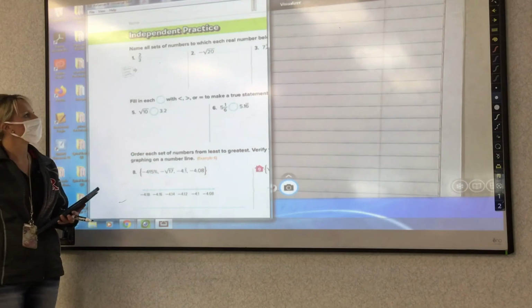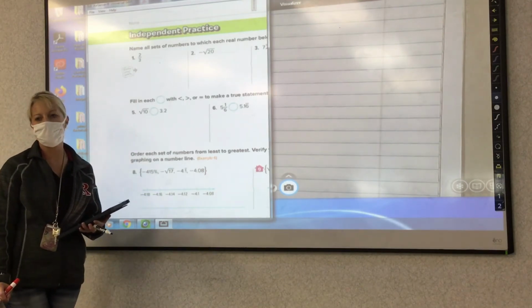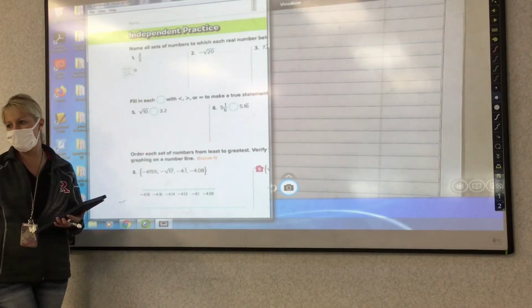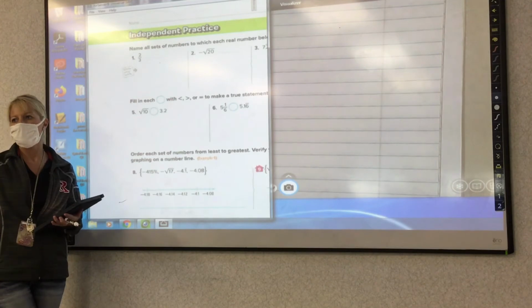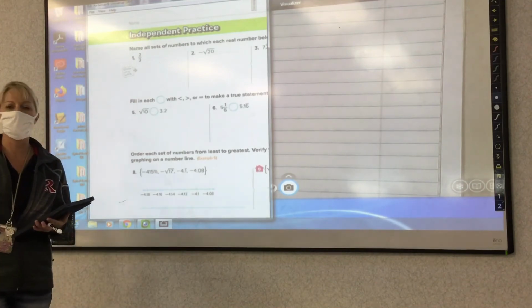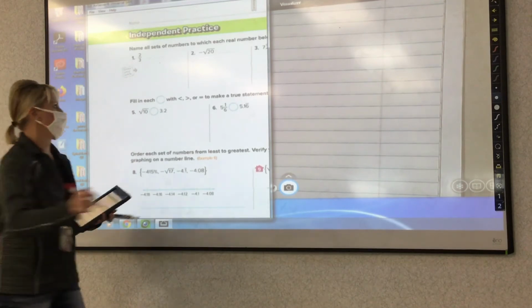For number 2, is 20 a perfect square? So do I know the square root of 20? No, because nothing times itself gives me 20. So that means it would be a whole number with a decimal that goes on and on and on. What do we call that? Irrational.